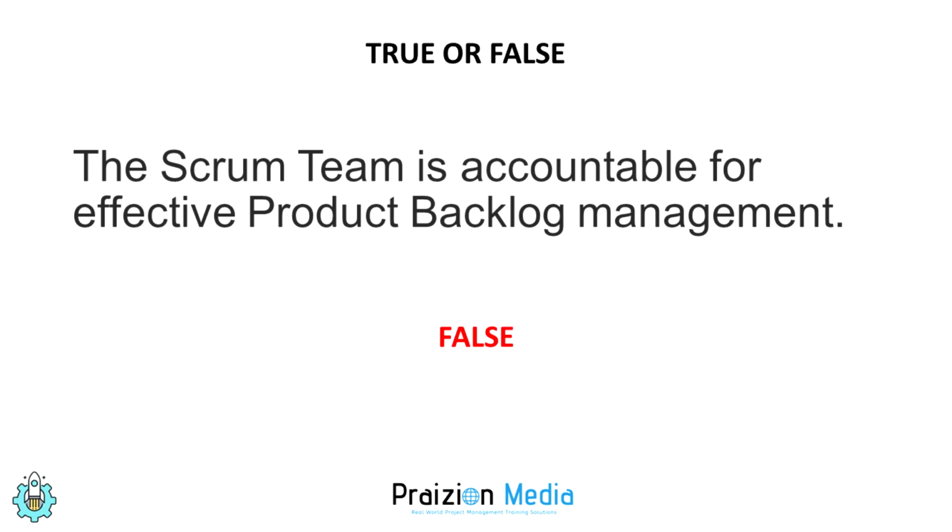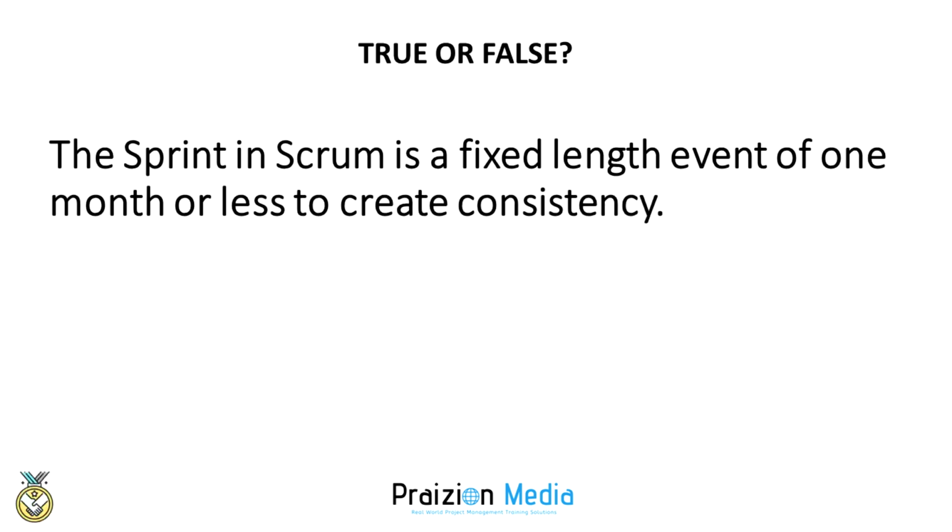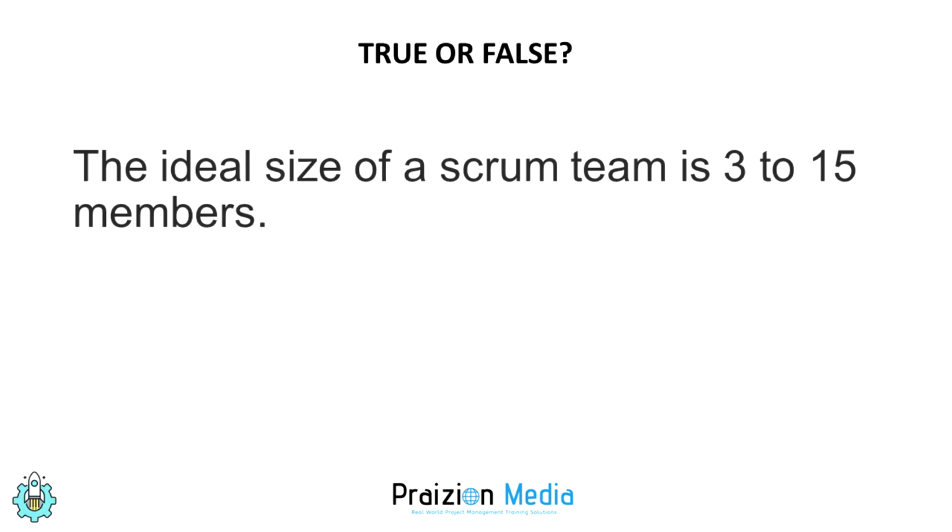False. The sprint in Scrum is a fixed-length event of 1 month or less to create consistency. True. The ideal size of a Scrum team is 3 to 15 members.